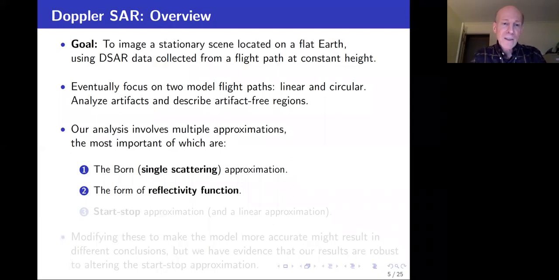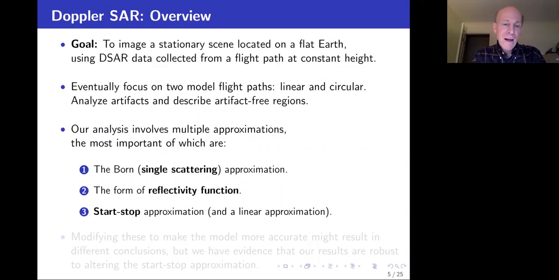Secondly, we assume a specific form of the reflectivity function, which I'll define in a few minutes. One can certainly argue with this particular choice. It's designed to concentrate all the activities, so to speak, right on the surface of the Earth, but the particular form we choose, which is used elsewhere in the SAR literature, one certainly can argue with that.